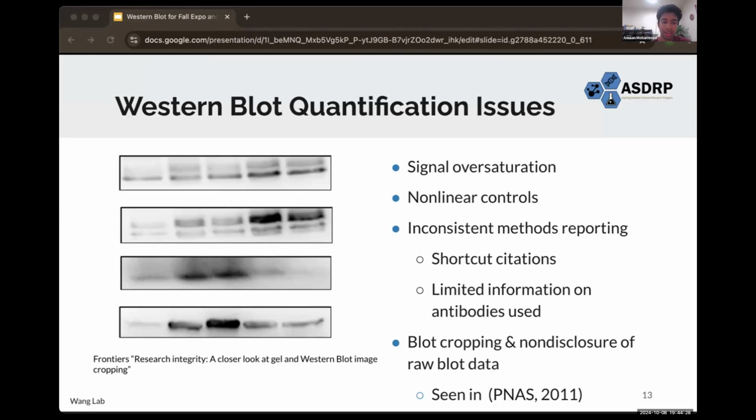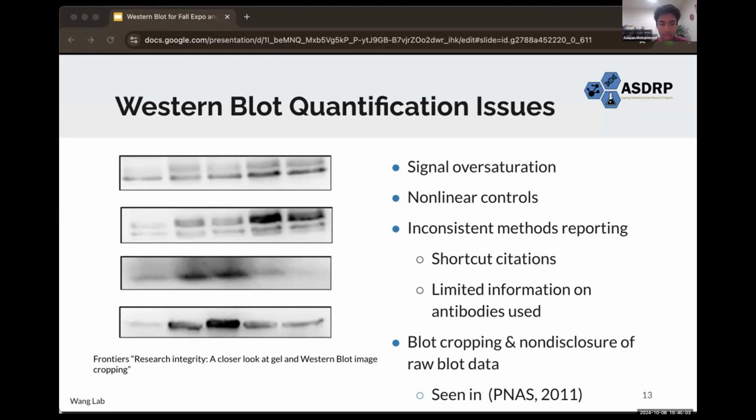Furthermore, consistent and transparent findings are essential for reproducibility. However, it's common to see short citations in publications where only a general reference is provided instead of a detailed protocol. Also, limited information on the antibodies used in the experiment, including their sources and dilutions, can lead to inconsistencies in experimental outcomes. And finally, blot cropping and non-disclosure of raw blot data can lead to exclusion of important bands or controls, which can skew interpretation of results and make it difficult to assess the integrity of the findings.